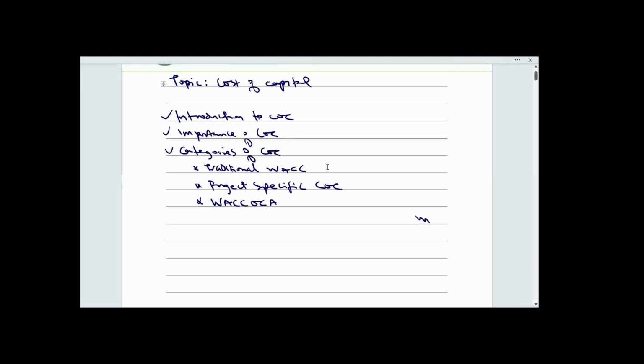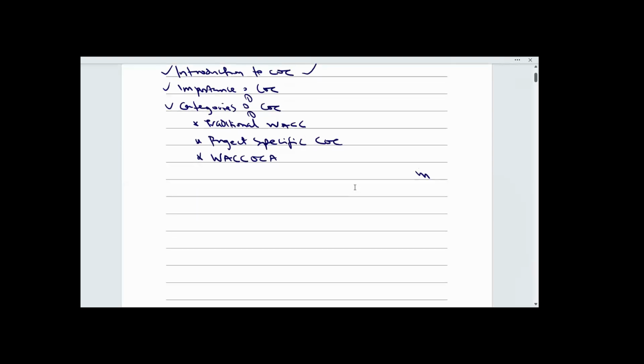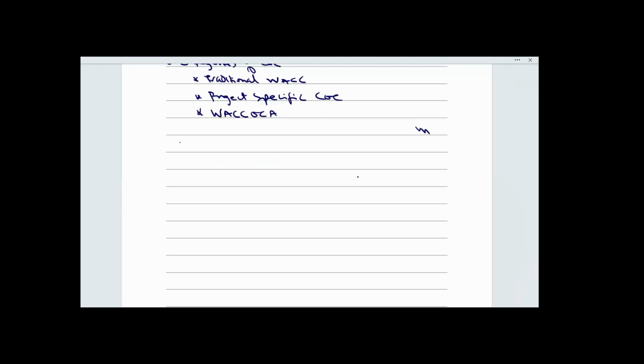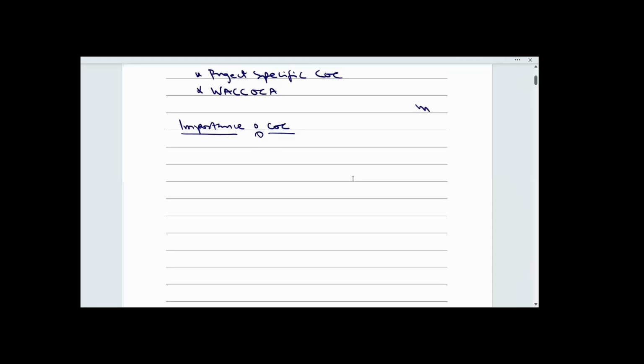Let's talk about importance of cost of capital. I will not rush you. So being the first day lecture, let's take it slow and steady. Importance of cost of capital. Basically, there are two key importance of cost of capital. Let's start with investment appraisal.